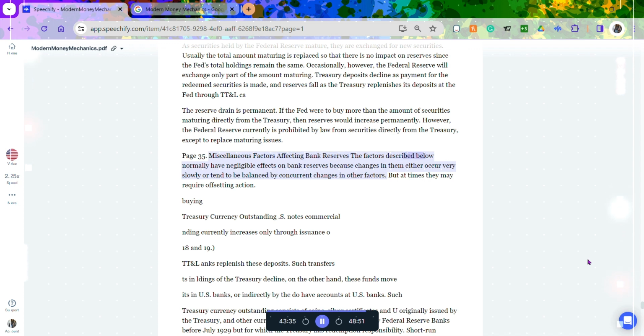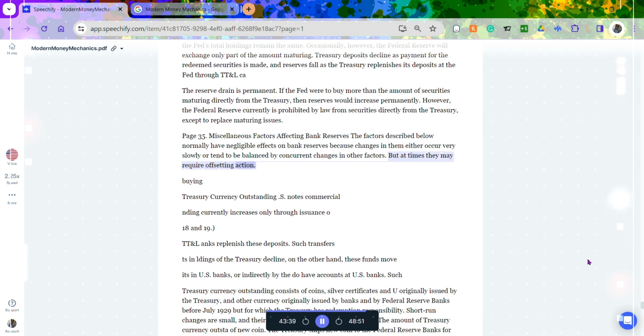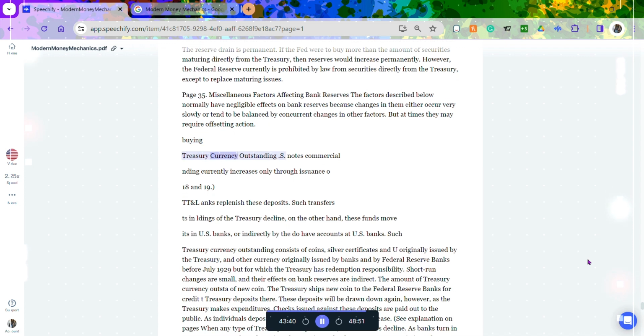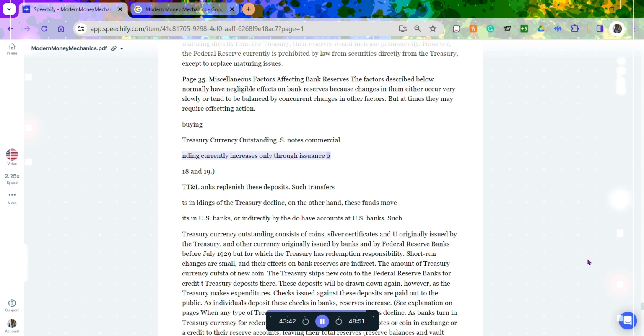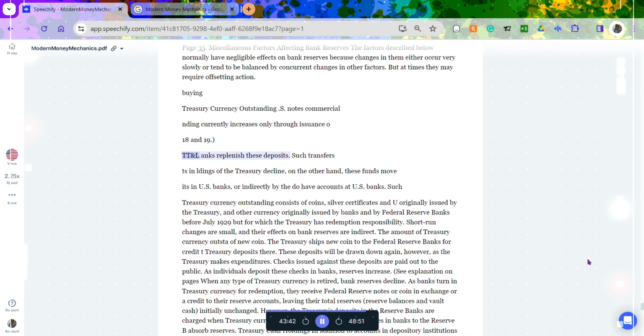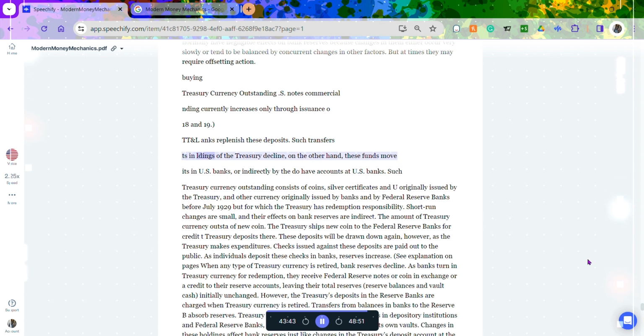The factors described below normally have negligible effects on bank reserves because changes in them either occur very slowly or tend to be balanced by concurrent changes in other factors. But at times they may require offsetting action. Treasury currency outstanding. Currency outstanding increases only through issuance of new coin. TTNL ANCs replenish these deposits.